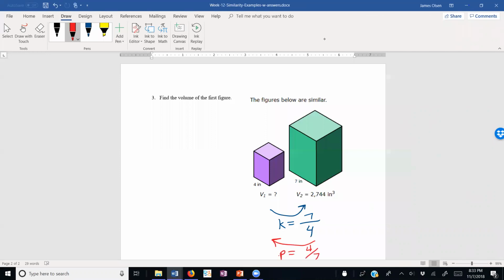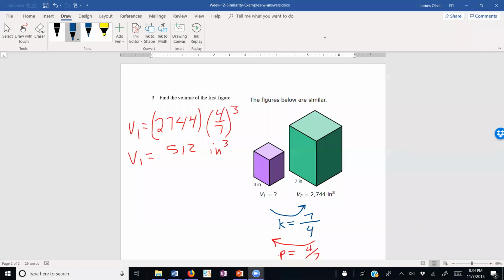And we can do it that way because we know V2. So V1 is going to be the volume of the larger one, 2744, times the cube of the scale factor. And if we run that into a calculator, we'll get 512. So the purple volume is 512 inches cubed.